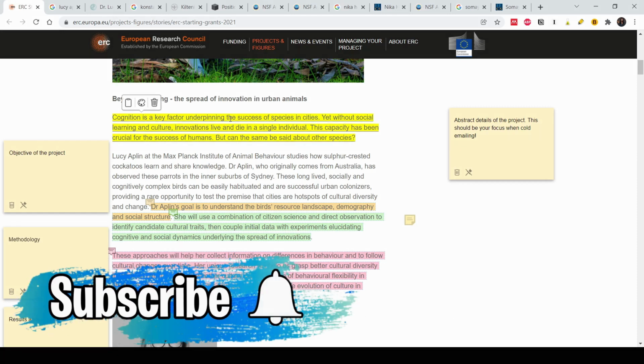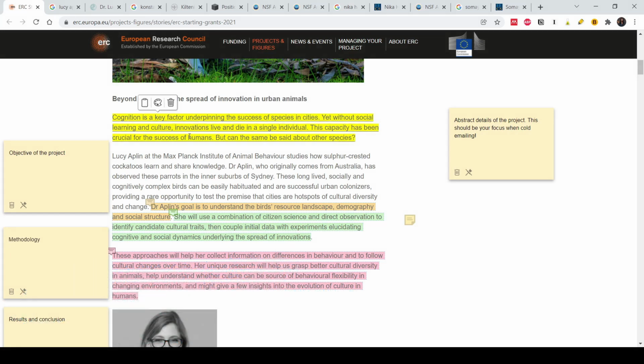Cognition is a key factor underpinning the success of species in cities. Yet without social learning and culture, innovations live and die in a single individual. This capacity has been crucial for the success of humans, but can the same be said about other species? This is like the research question. This is like the research technique. This is like what she's thinking of doing. Now, this talks a bit about her, Lucy, this is something that you could read.